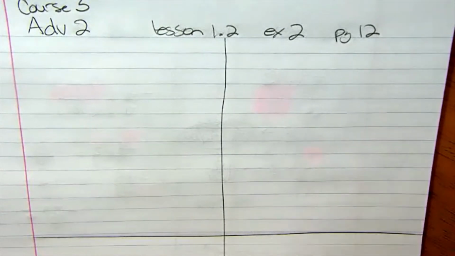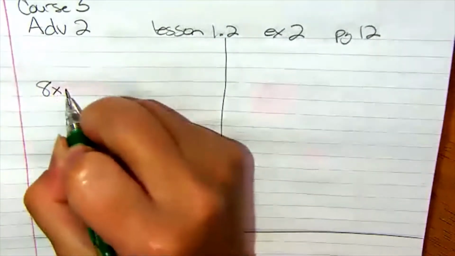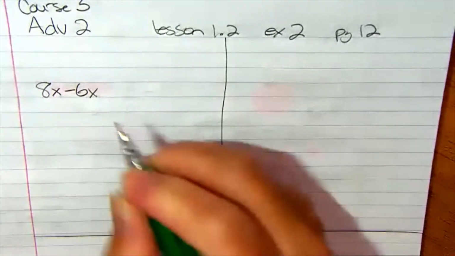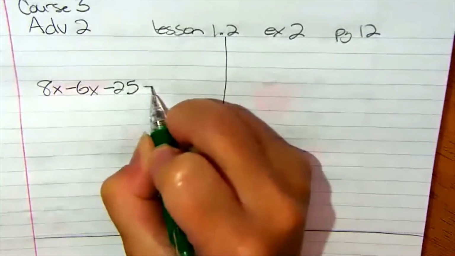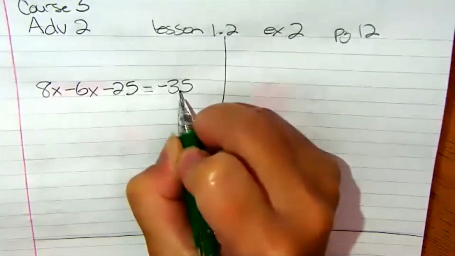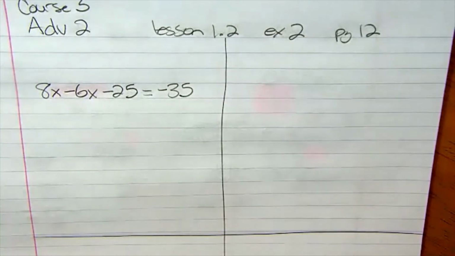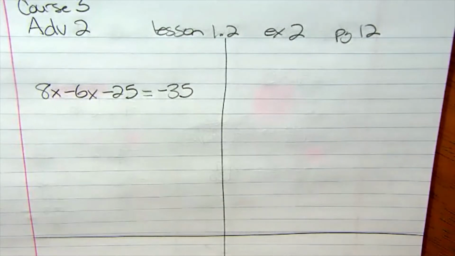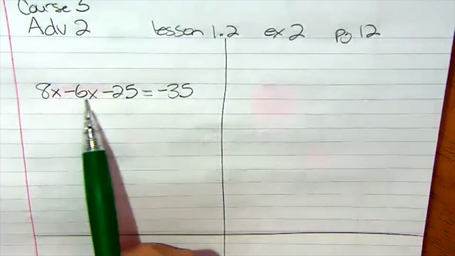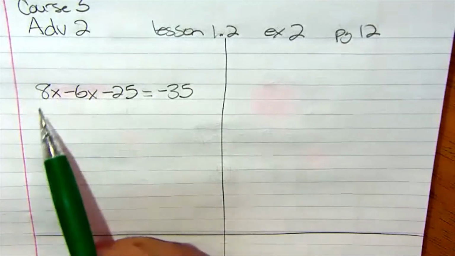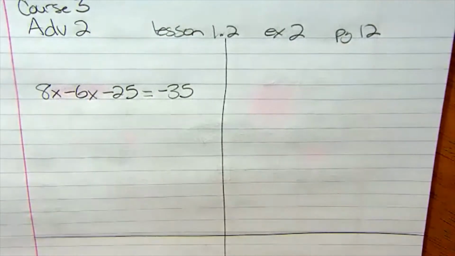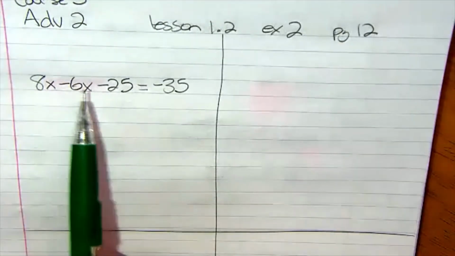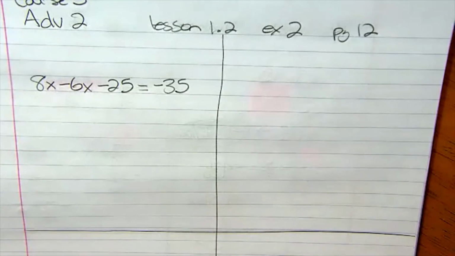So our first problem, 8x minus 6x minus 25 equals negative 35. And we've been learning we need to isolate the variable, but there's a problem here. I have two variables. Well, it's an x and an x. It's the same variable, but there's two of them. So which one do I try to isolate?